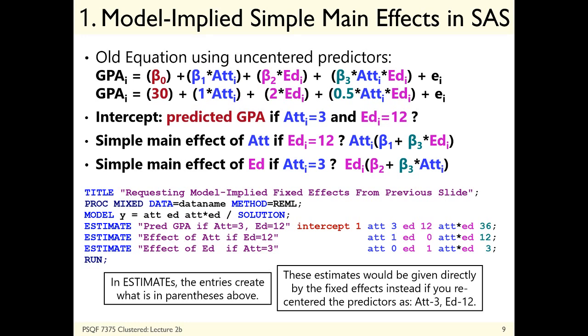The last line then goes the other way. If I want the slope of education, now I'm asking for the term in parentheses. I need 0 main effects of attitudes. I need the main effect of education to start off with, and then I need to tell it what level of attitudes I want the education slope for, and I want it for 3 in this case.